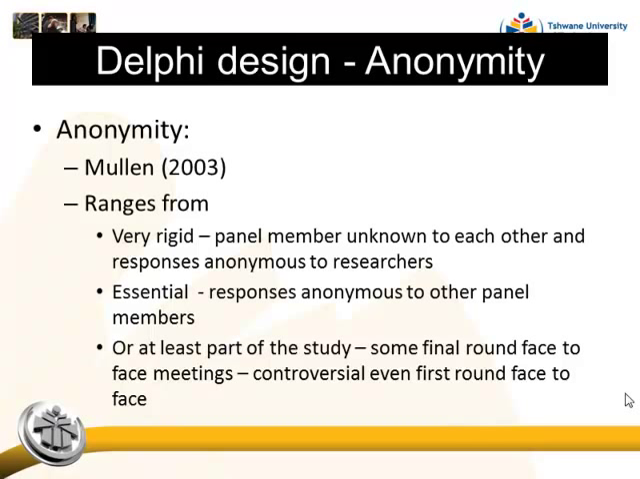Then there's essential anonymity. So that's where you guys don't know who each other are, but I know who you are. And then sometimes you can have a study where parts of your study are face-to-face. So you can combine a Delphi, or make one of your Delphi rounds a focus group. But those are very controversial. So if you decide to do that, there is a precedent for it in the literature, but you have to then motivate why for your specific study that's very important.